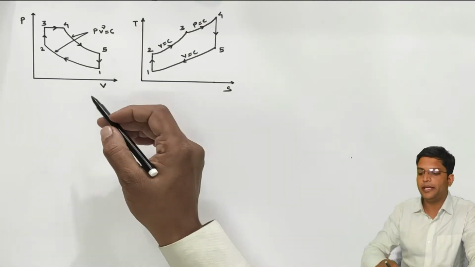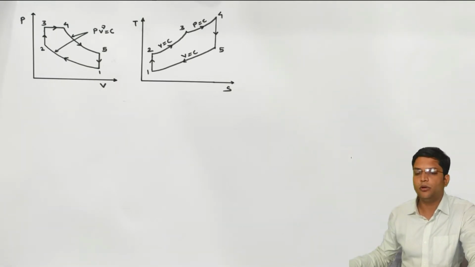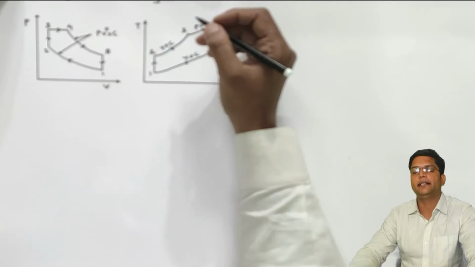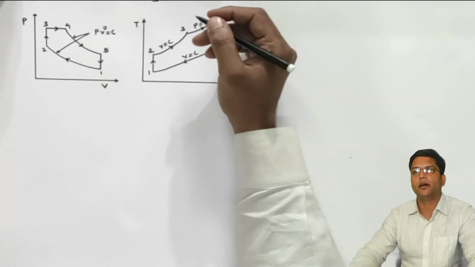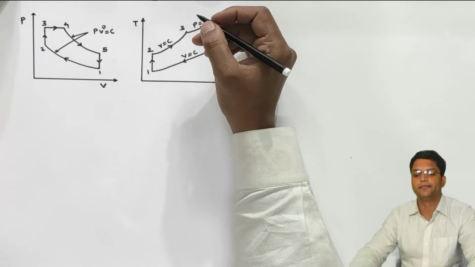So this is the PV and TS diagram for the dual cycle. Here also we assume the working medium is air and it obeys all the standard gas laws, and heat addition and heat rejection are done by a hot source and a cold source respectively.